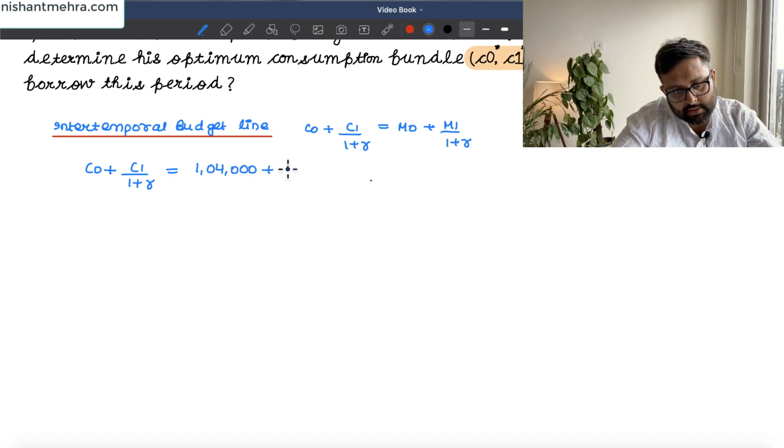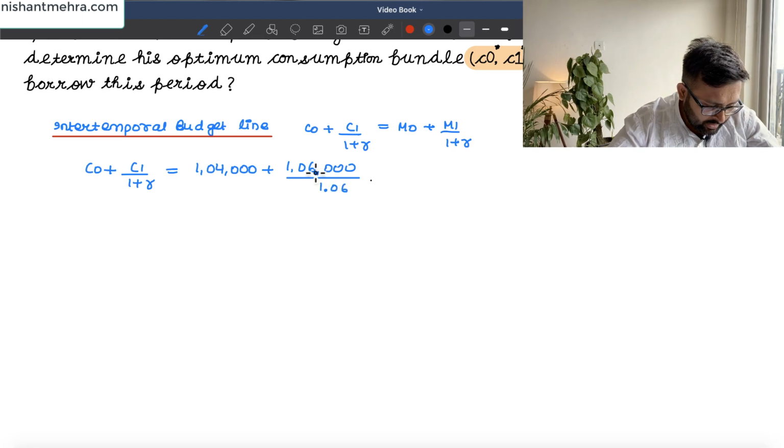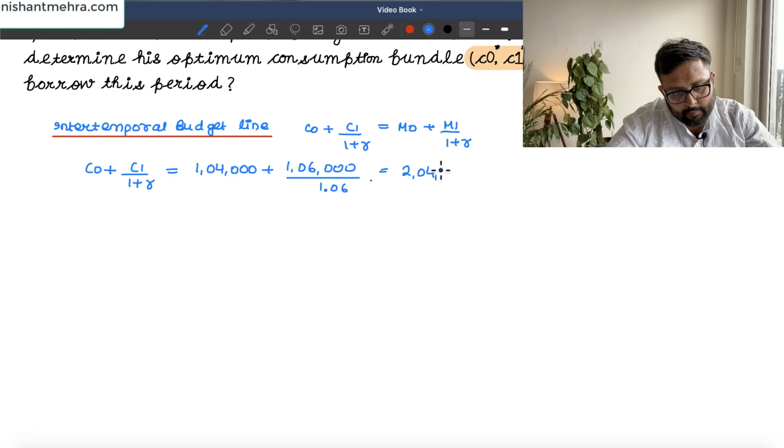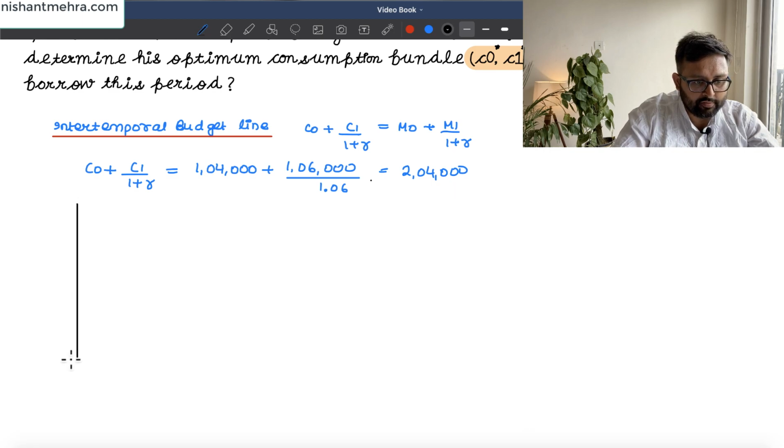1,04,000 plus 1,06,000 upon 1.06. When you solve this, that is M0 plus M1 upon 1 plus R, you will be getting 2,04,000. Supposedly, if you are not going to consume anything tomorrow and you're going to consume everything today, then this is the maximum consumption which you can have.